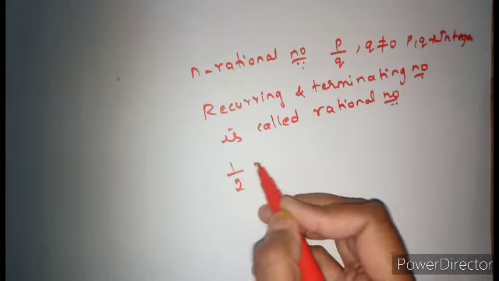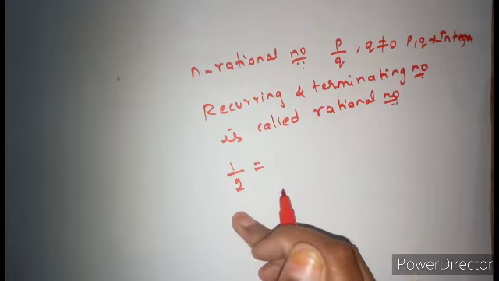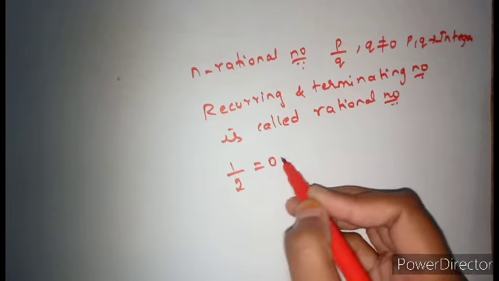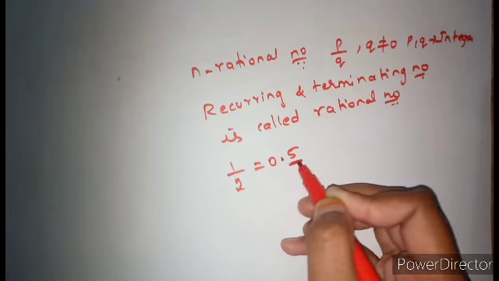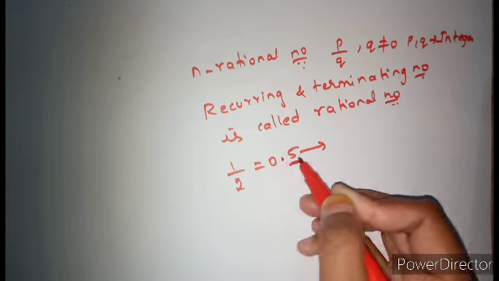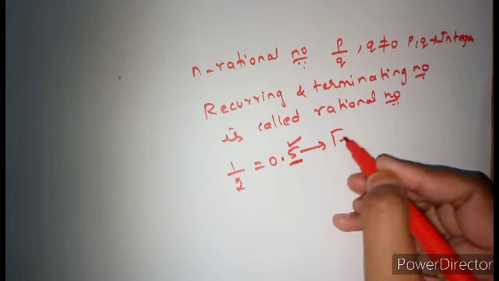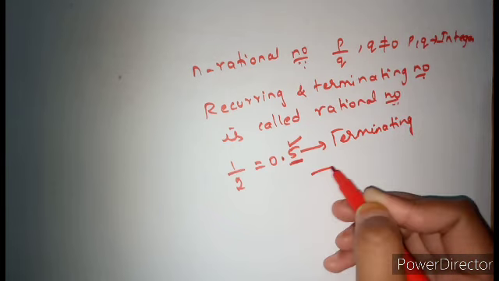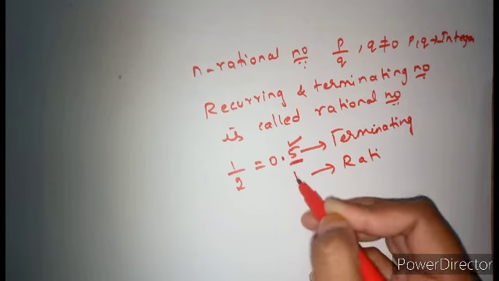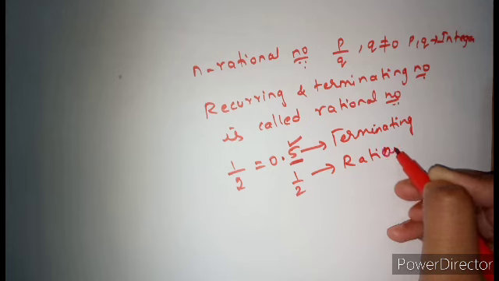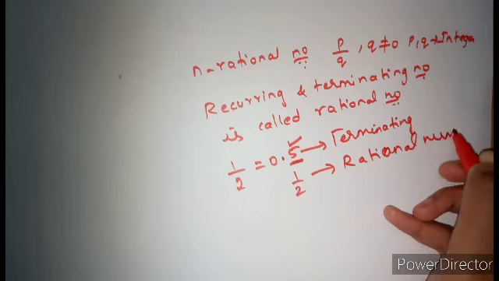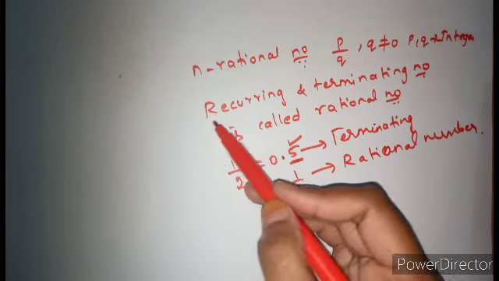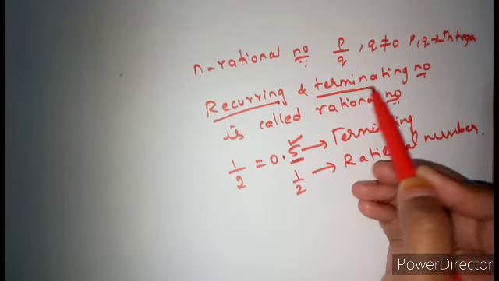Tell me the decimal expansion of 1 by 2. The decimal expansion of 1 by 2 is 0.5. So after the point we have 5. This is terminating. So 1 by 2 is a rational number because it is terminating. It should satisfy either the recurring property or the terminating property.